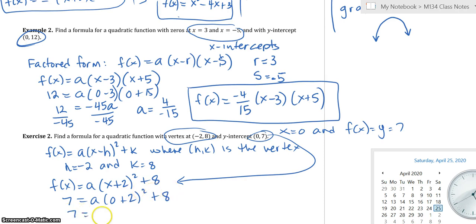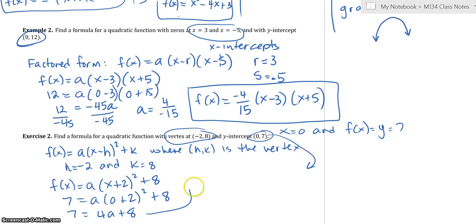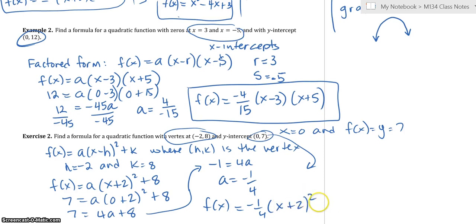So this would be 7 equals 4a, because 2 squared is 4. And then I can subtract, whoops, I have too many arrows here. Let's erase that. Put the arrow there maybe. And go up like this and subtract 8 from both sides. Divide by 4. And you have your a. So we now know our equation of the parabola. It has a vertex -2, 8, and it goes downward.